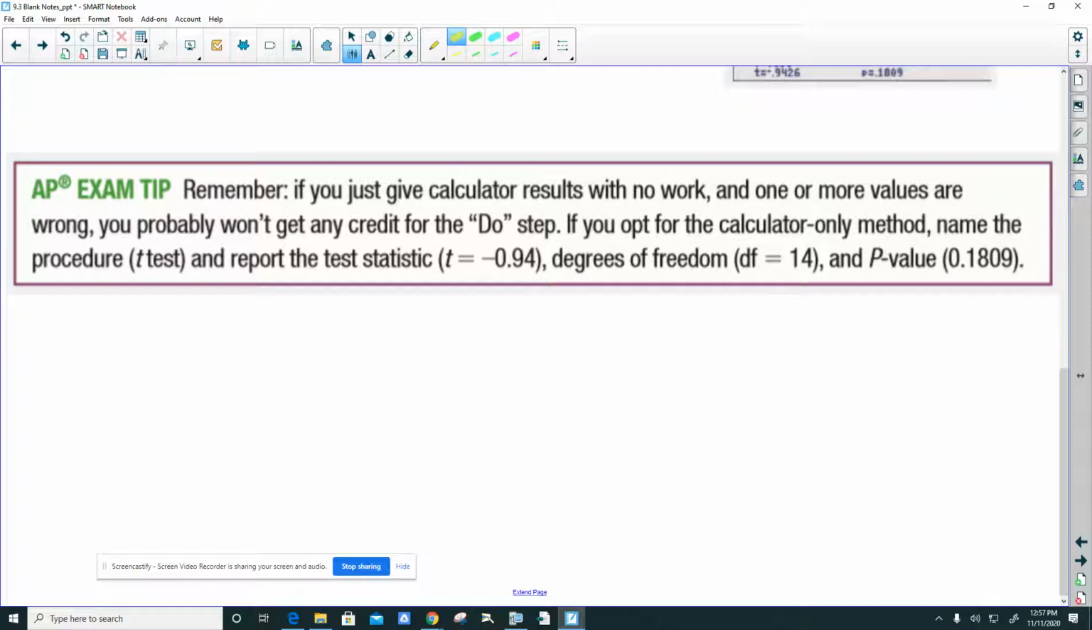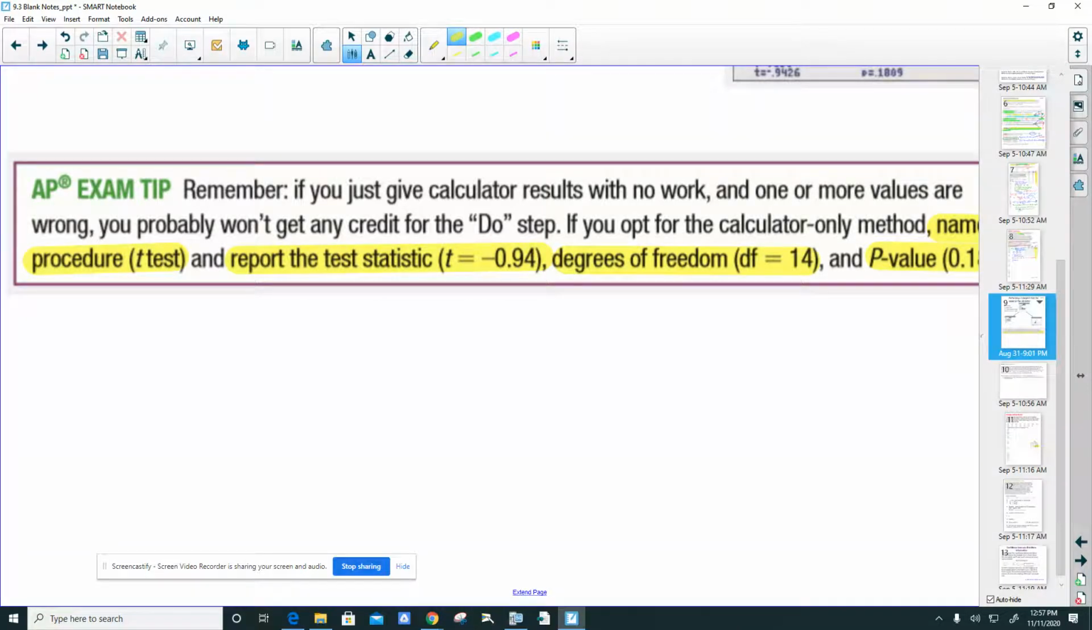So they are still wanting you to name your procedure, one sample t-test or a paired t-test. They're still going to want you to report that t-score, that test statistic, as well as the degrees of freedom and the p-value. Those are all things that if you use the feature I'm going to show you here today on the calculator will give you these values, but you must write them down and report them on your paper, otherwise you will not be given full credit for the problem.